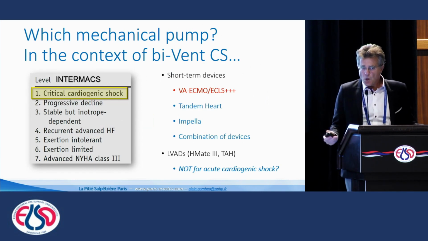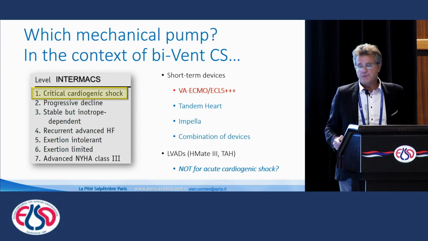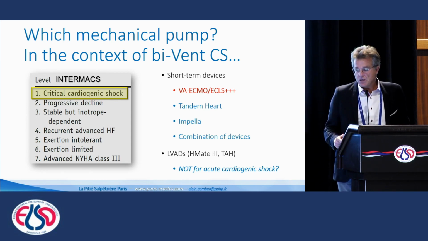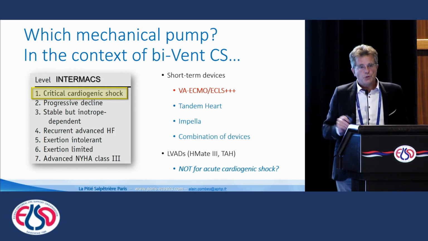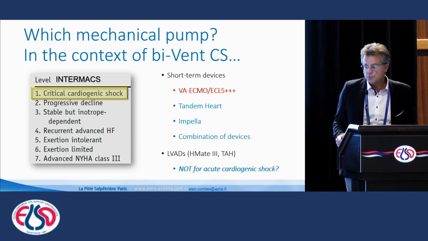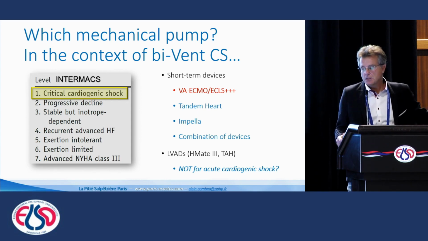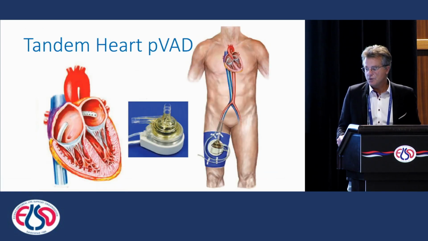So which category of pump, MCS, may be used in patients with biventricular dysfunction? There are some devices I will discuss in the following slides. One important message here: the big machines, the big VADs, the HeartMate 3 or the total artificial heart, are clearly not for those patients who have acute cardiogenic shock. Those are big machines, very costly machines. They need specific heart surgeries. So clearly we need to focus on short-term devices for those patients with the most severe forms of shock.